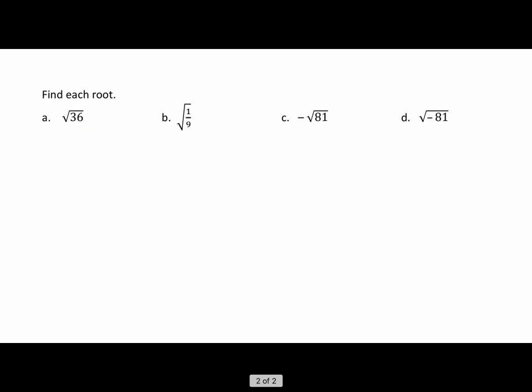Let's find the square roots here. For example A, the square root of 36. Well, since 6 squared equals 36, the square root of 36 is 6. Example B, the square root of 1/9. What squared, or what number times itself, equals 1/9? That would be 1/3. So that's the square root of 1/9.